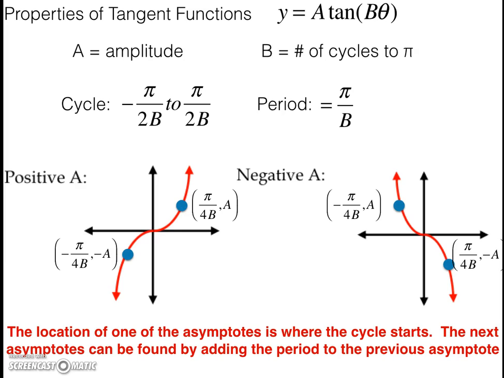The location of one of the asymptotes is where the cycle starts. The next asymptote can be found by adding the period to the previous asymptote. So the length between asymptotes is going to be the same thing as the period length.